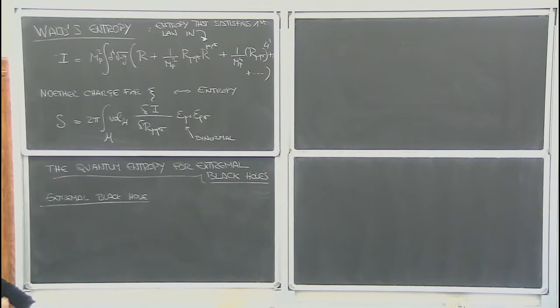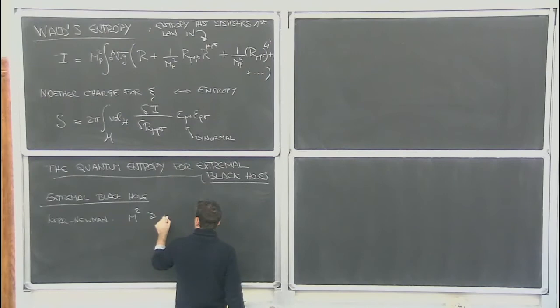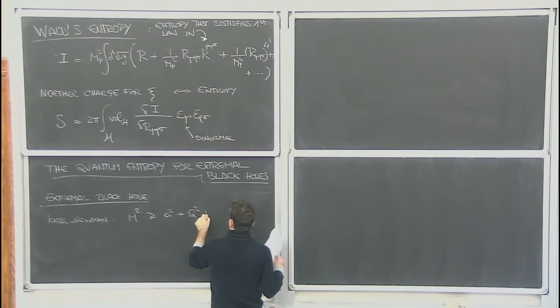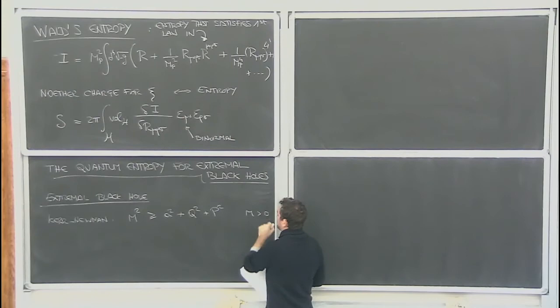Come back to Kerr-Newman once again. We had the various parameters: the mass, the parameter controlling the angular momentum, the electric charge, and maybe a magnetic charge, and we were assuming these conditions. We assumed that.